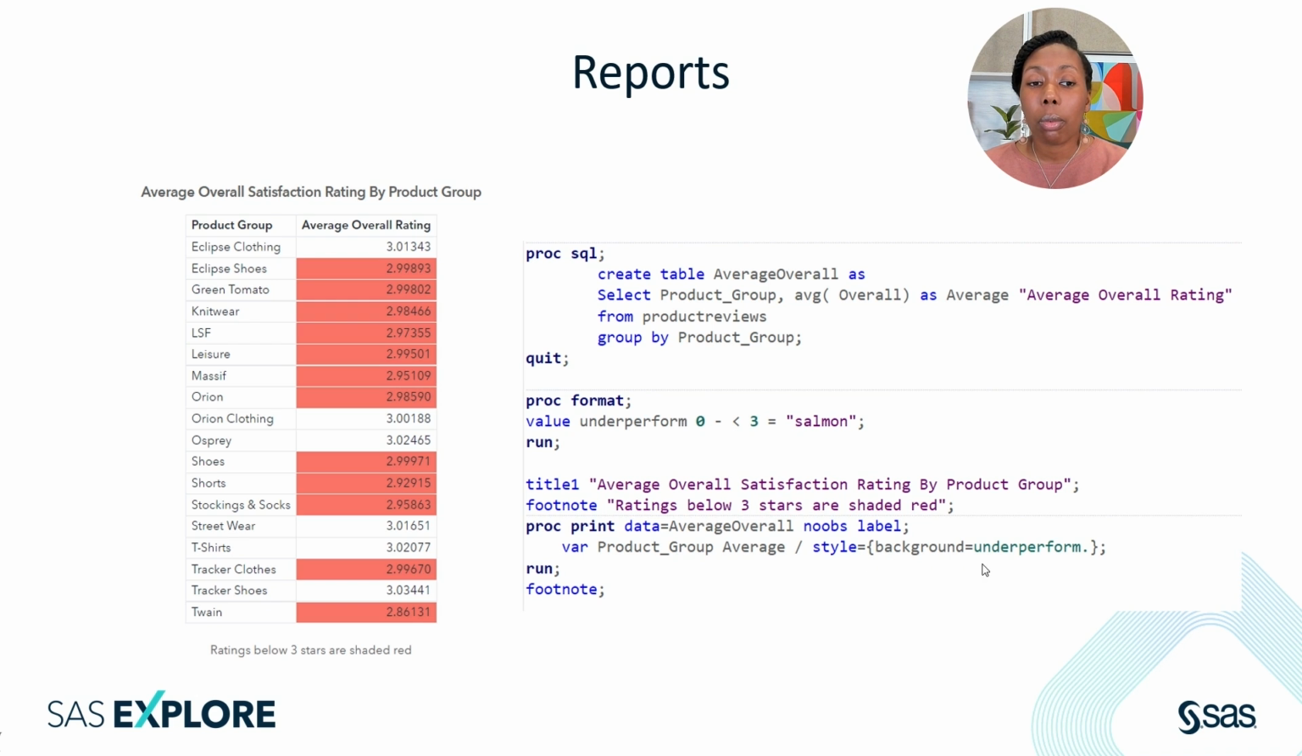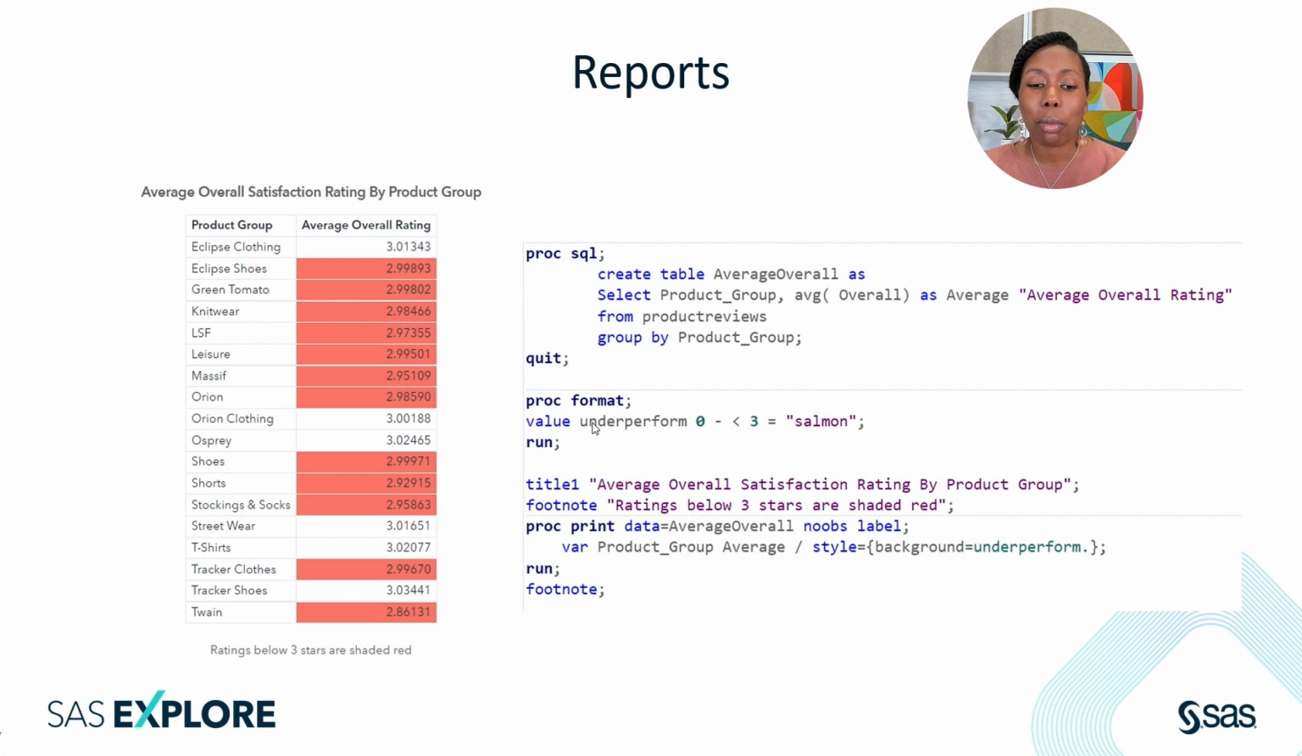What's really going in and making this report a little bit better and a little bit easier on the eyes is that we have a background to any of our different ratings that are below 3 stars. And we can have a background color of red or blue, whatever we'd like. But for this particular report, our background color is being determined by a format. And the format is called underperform.